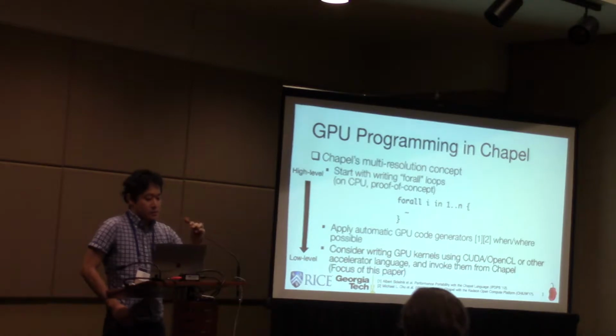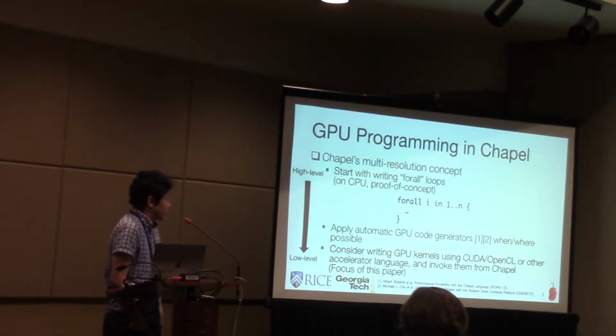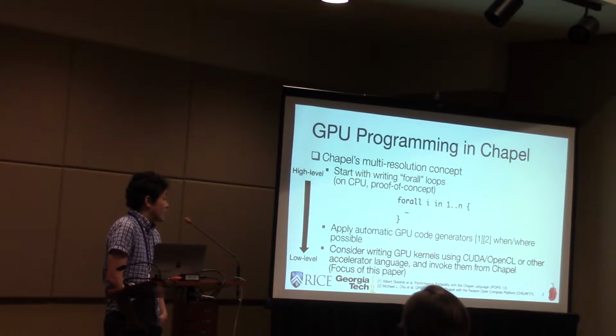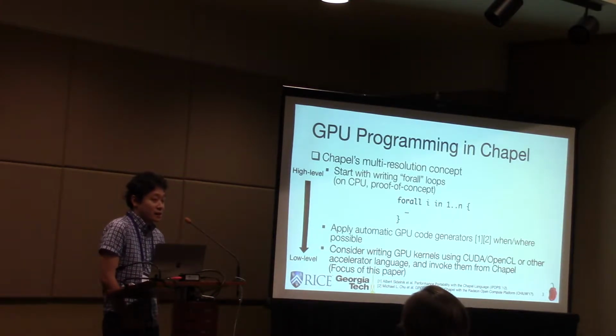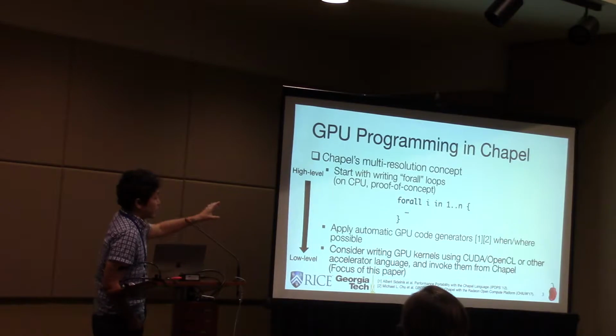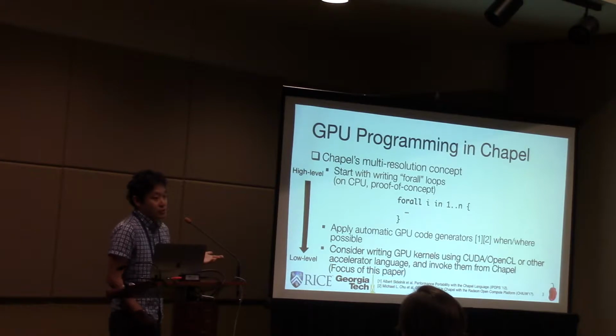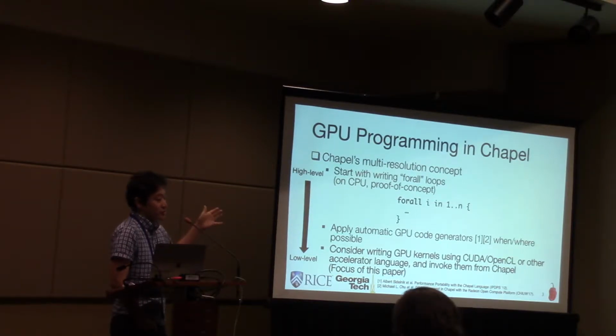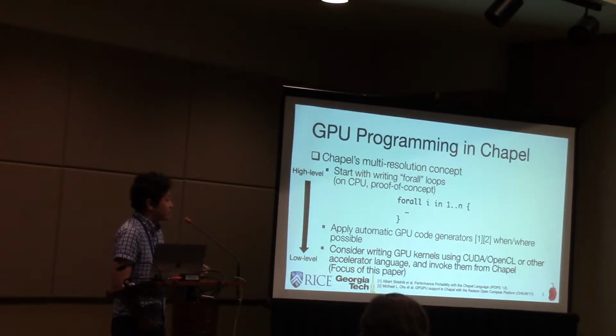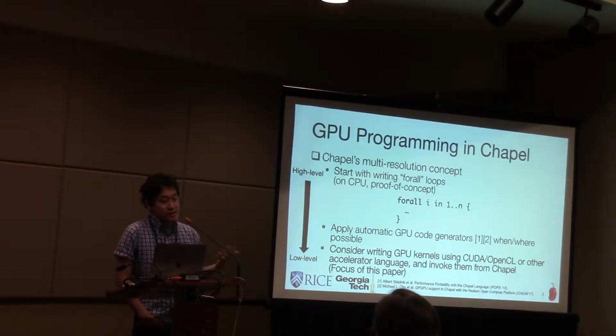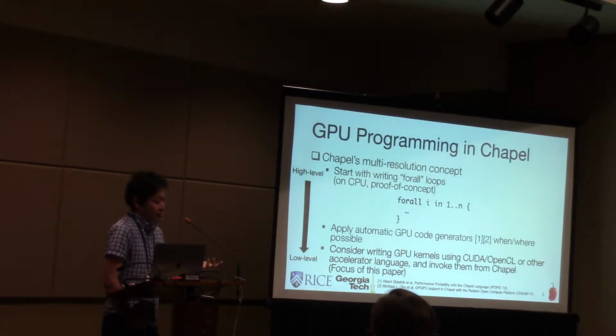When it comes to GPU programming in Chapel, you could utilize Chapel's multi-resolution concept, which is my favorite, and start with a really high-level specification like a forall loop. As you can see, we have a forall loop here, and at the very beginning, maybe you could just write a forall loop and run it on the CPU for proof of concept purposes. If performance is sufficient, it's okay, you can just keep the original code.